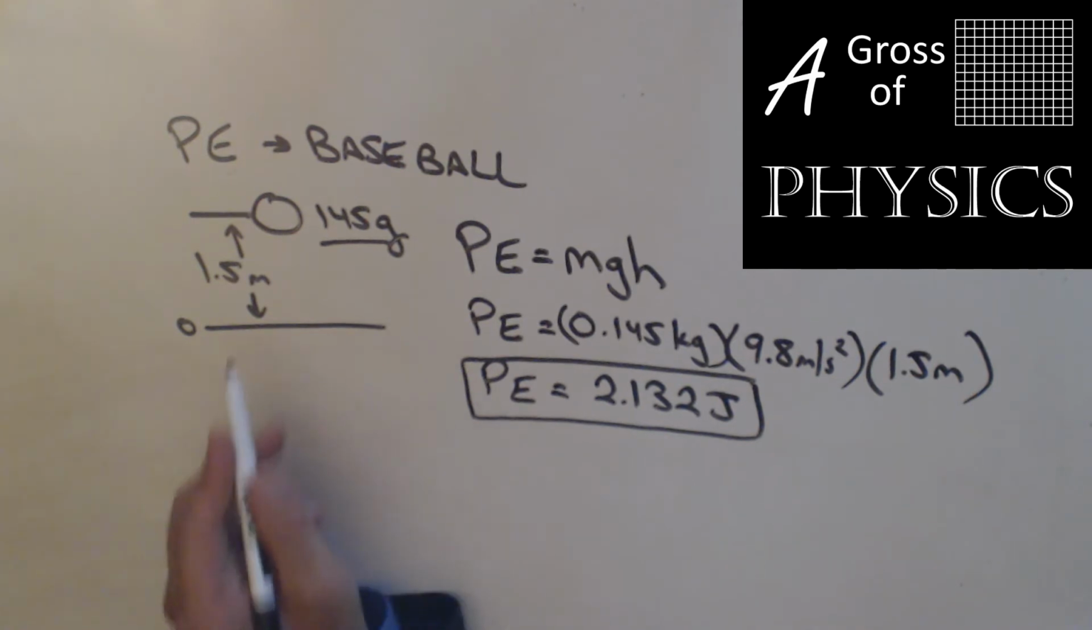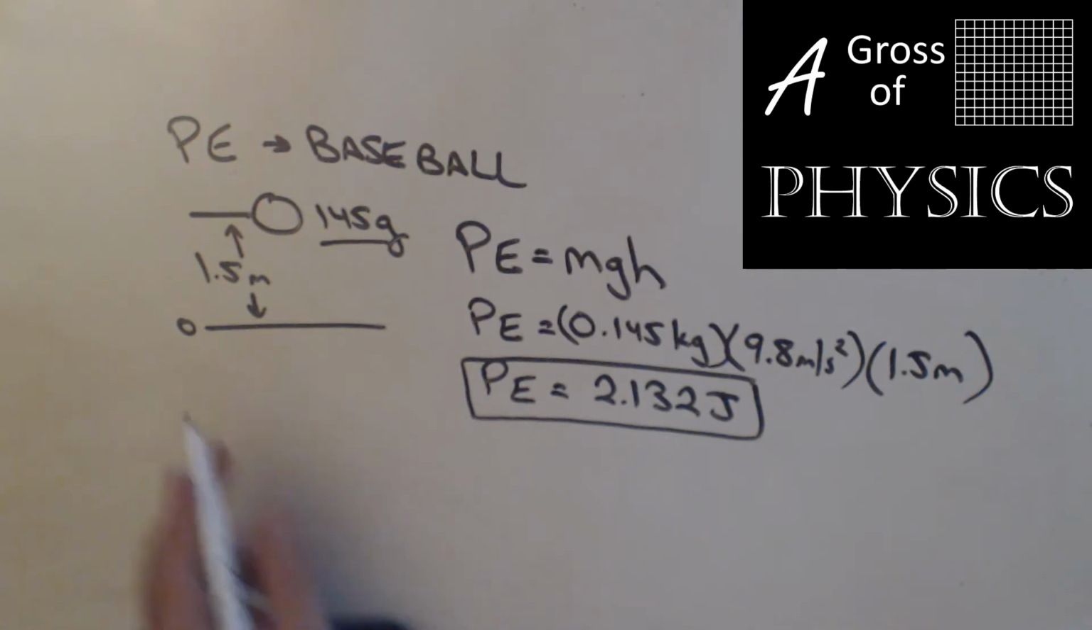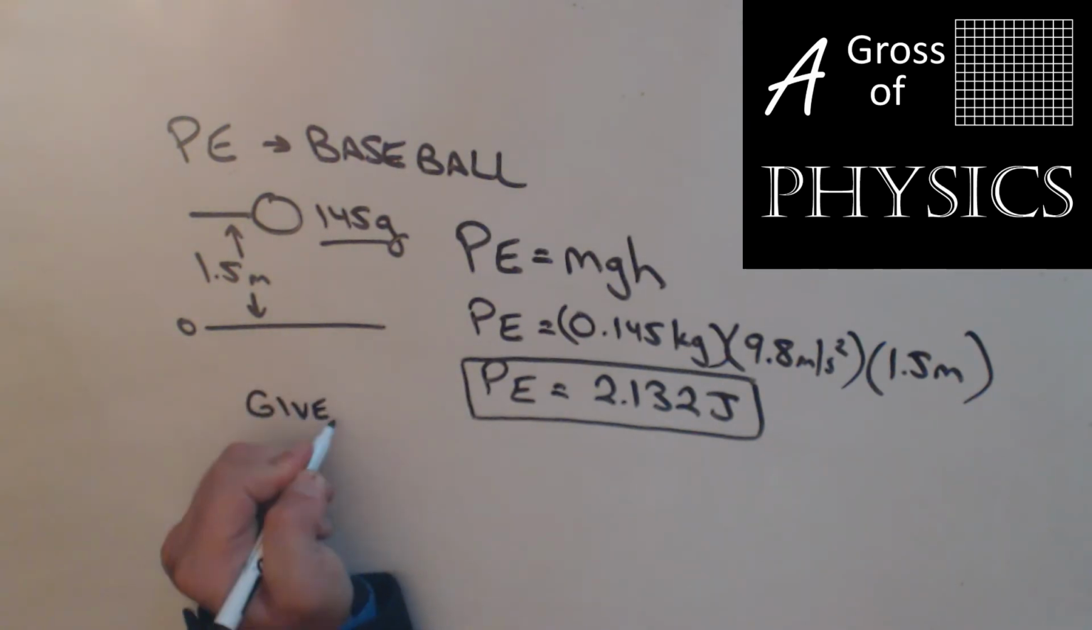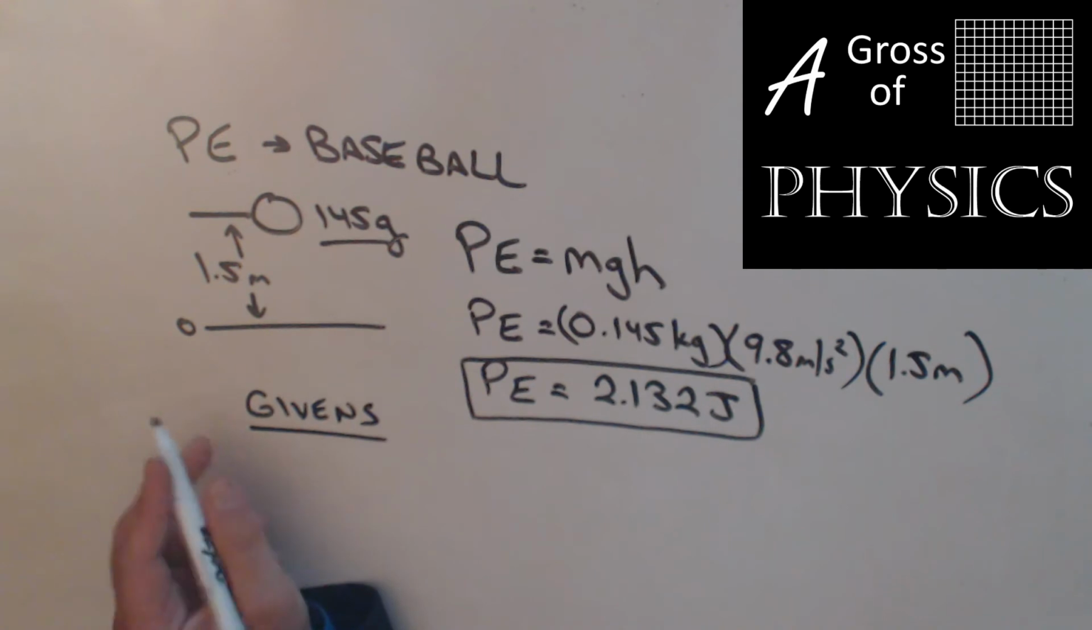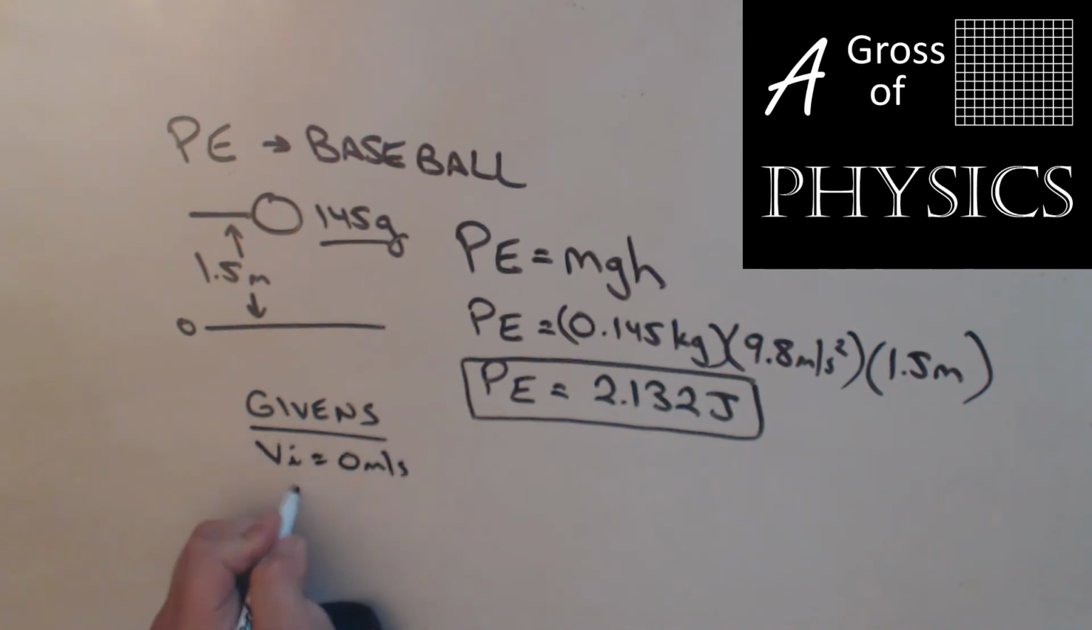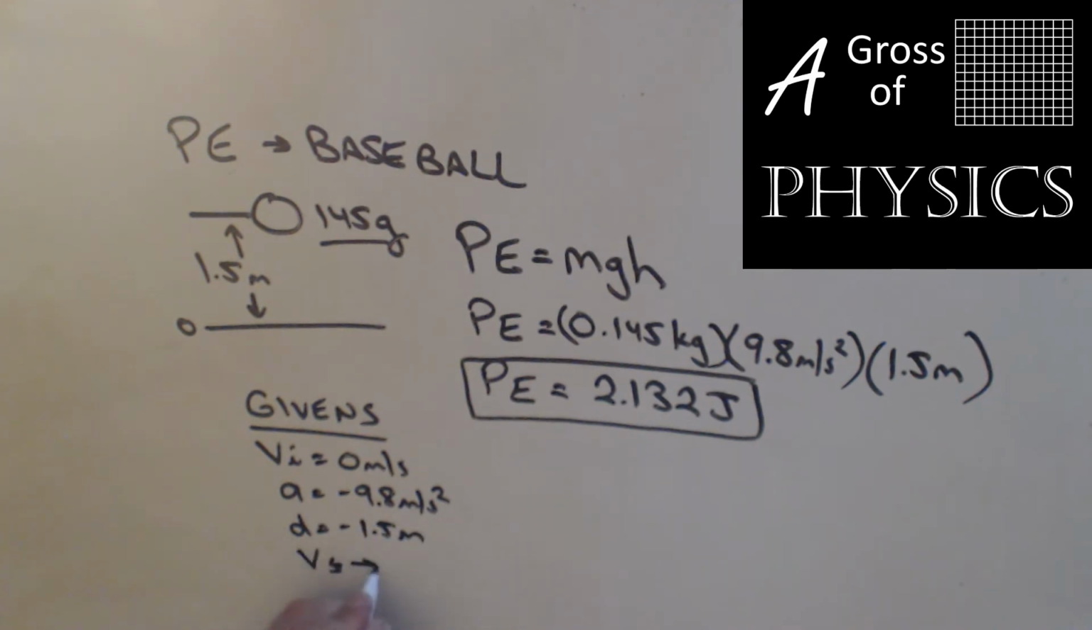Now, how fast would that ball hit the ground? What we would do with our tool set that we already have is we'd say VI is 0. We'd say A is negative 9.8. And we'd say D is negative 1.5 meters. And to find VF, we'd use equation 5. VF squared minus VI squared equals 2AD.